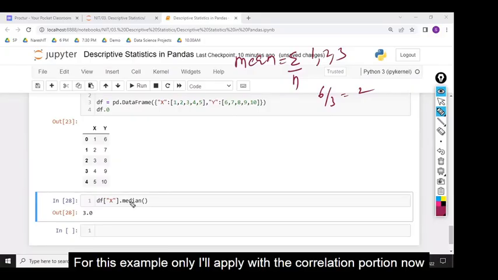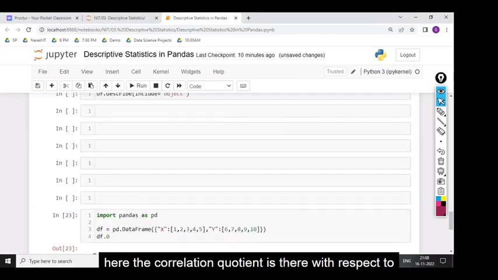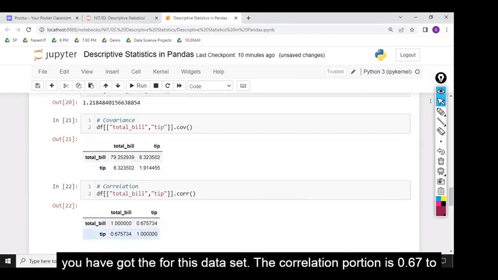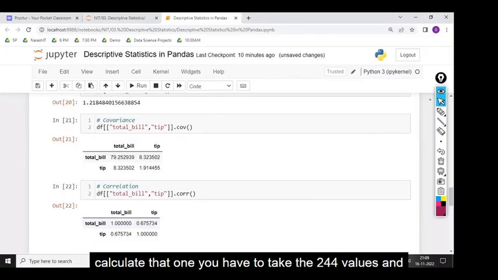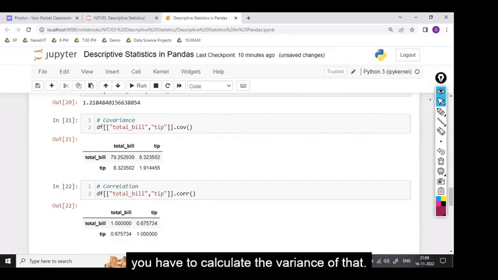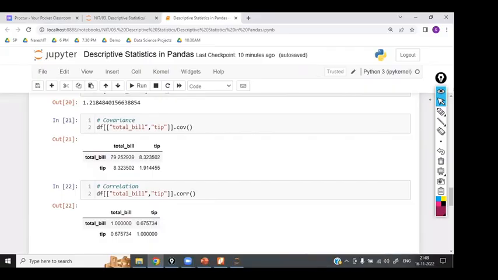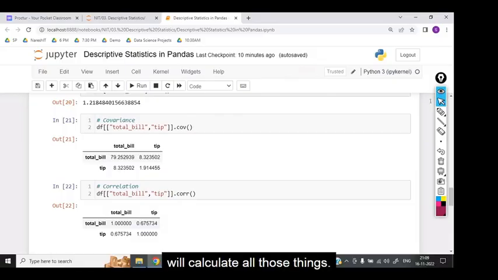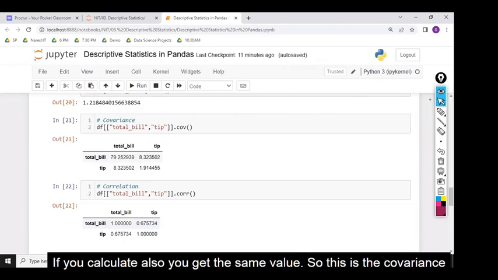For this example only, I will apply the correlation coefficient. Now for this data set, the correlation coefficient is 0.67. To calculate that one, you have to take the 244 values and calculate the variance. Covariance of x comma y divided by sigma of x into sigma of y, that is standard deviation of x into standard deviation of y. When you calculate all those things, you will get the same value.